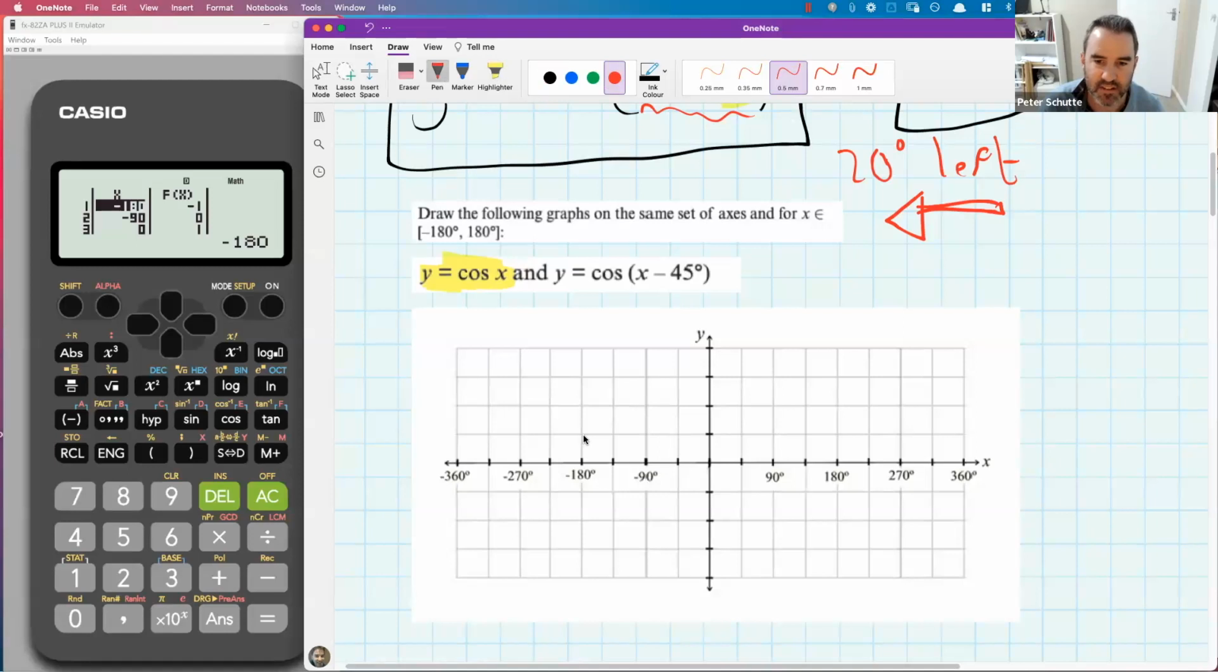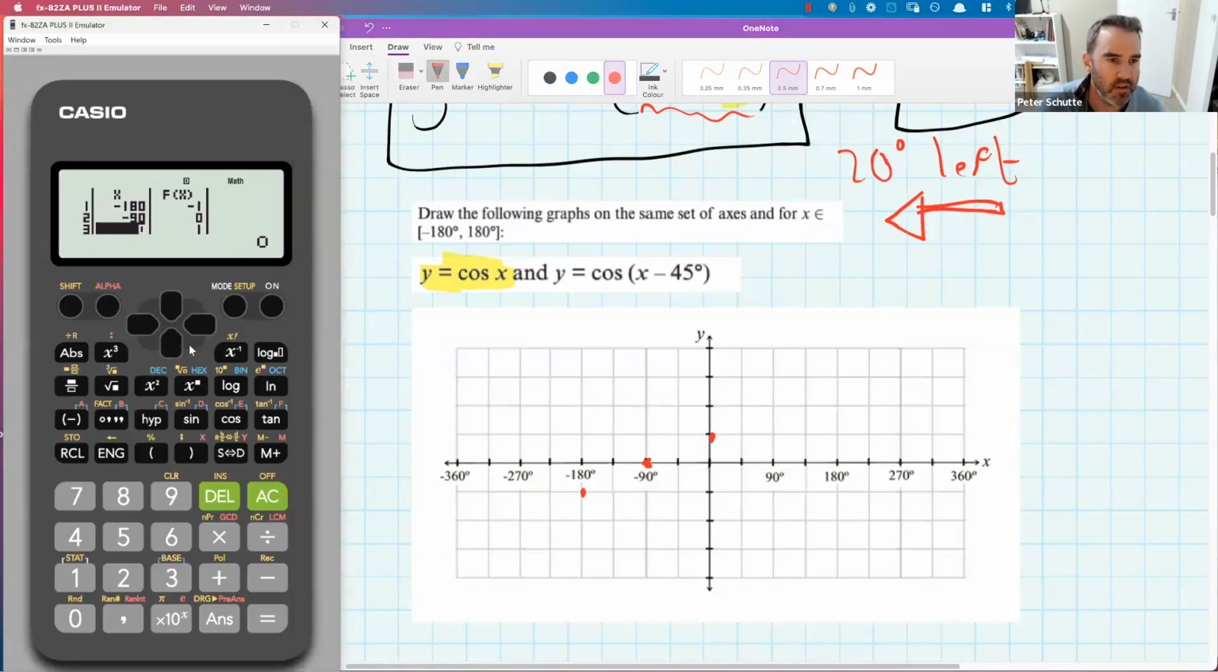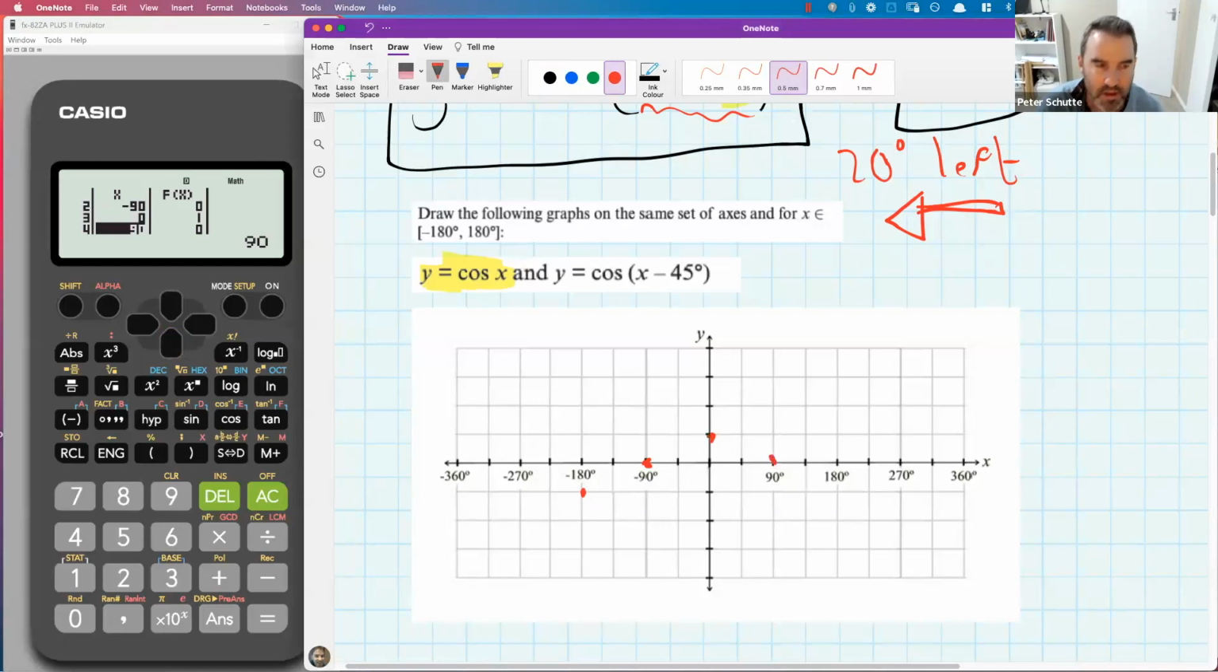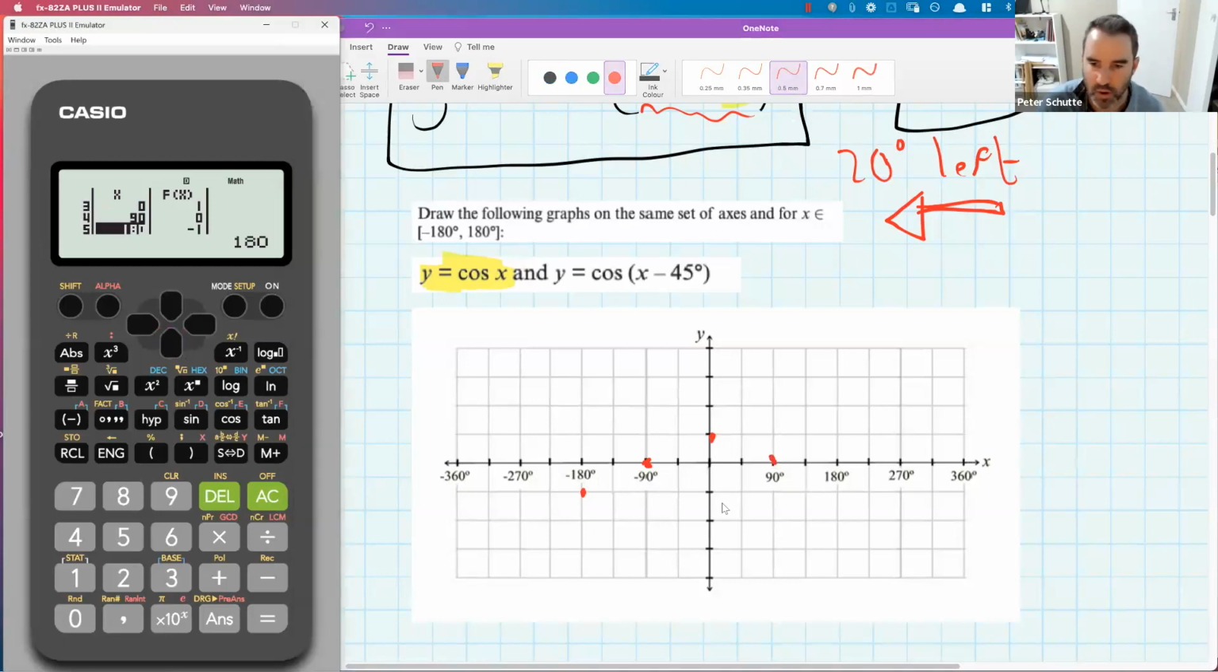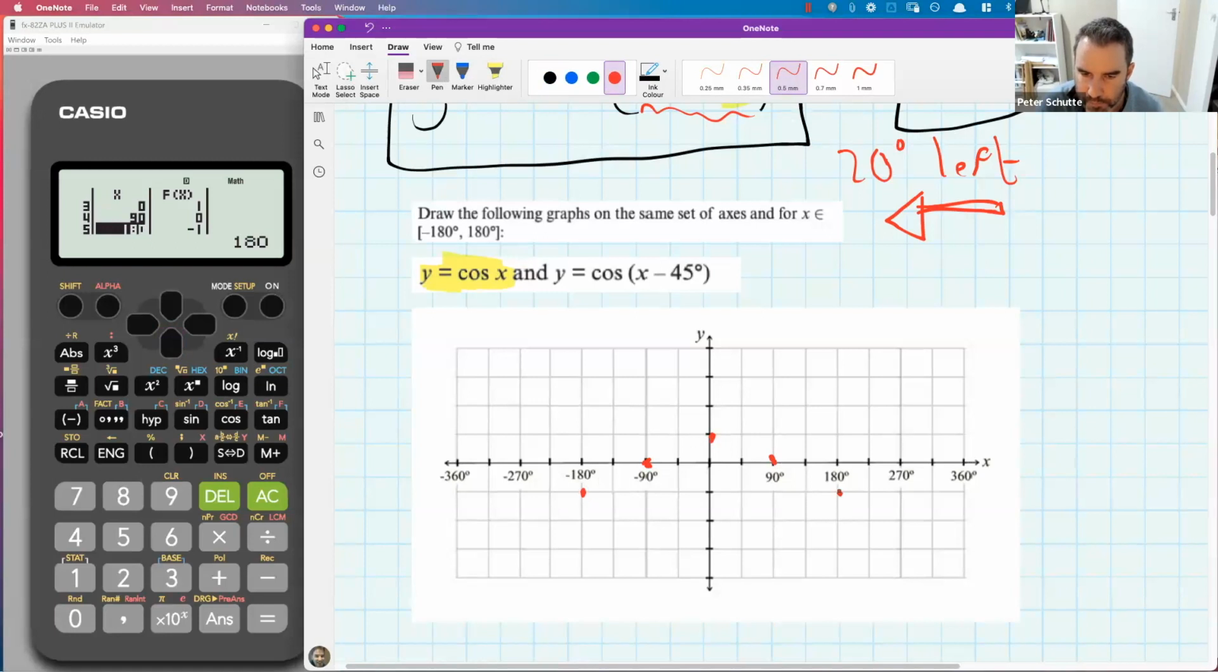Minus 180 is at minus 1, so that's down here. Minus 90 is at 0. And 0 is at 1. And then over here, what do we have? We have 90 is back down to 0. And then we have another one which goes 180, minus 1. So the basic cos graph is looking, I know my scale is a bit off, looks like that.